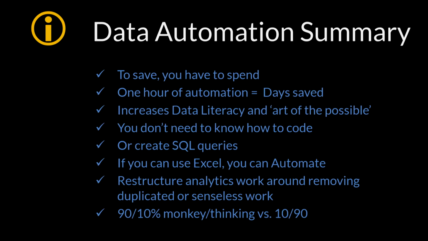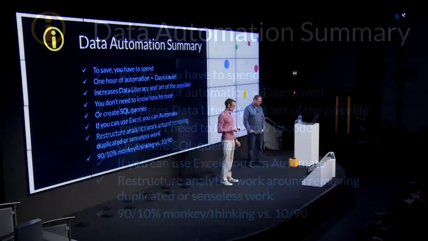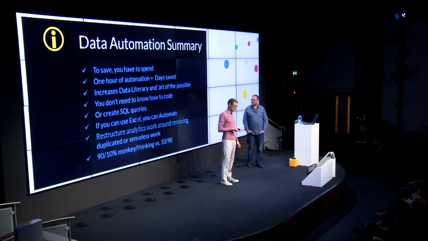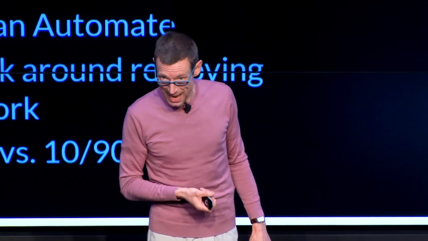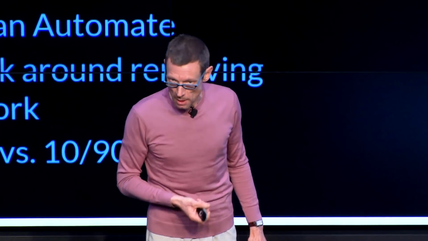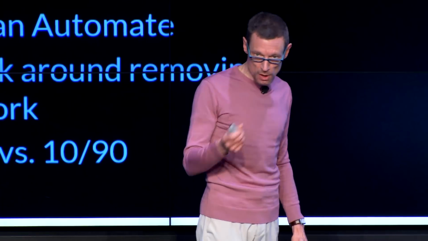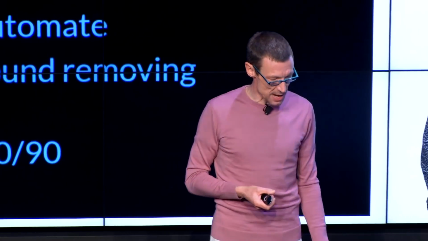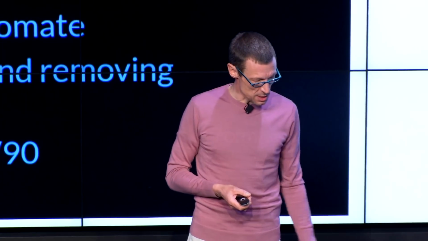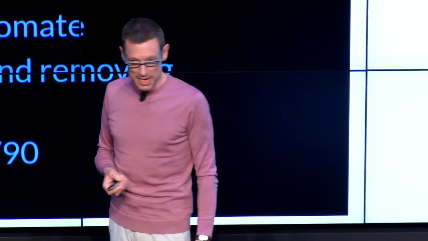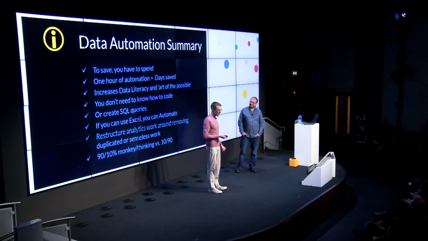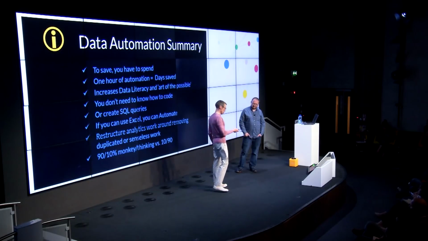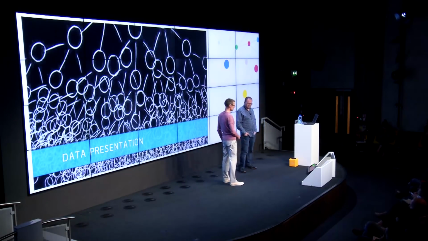If you can use Excel, you can automate stuff. And please restructure your analytics work around removing these duplicates. Identify what the most time-consuming stuff is. Ask the analysts. They'll say, it's you guys coming and asking for reports, at the end of the month, on the Friday before the management meeting. And you should really have, instead of 90% report monkey and 10% thinking time, it should be 90% thinking time and 10% report monkey. Make it that way.